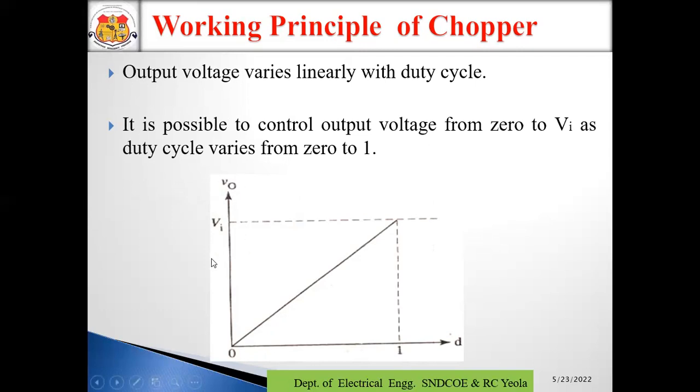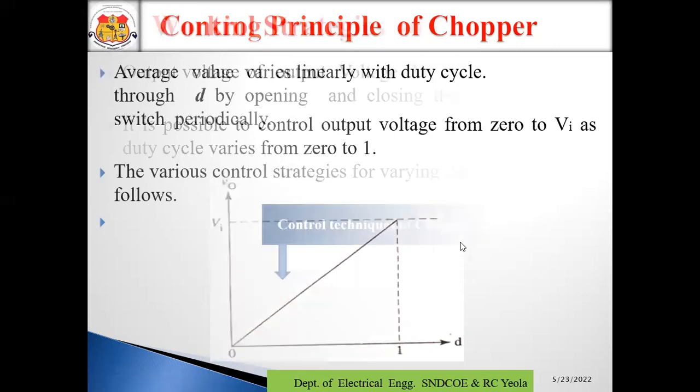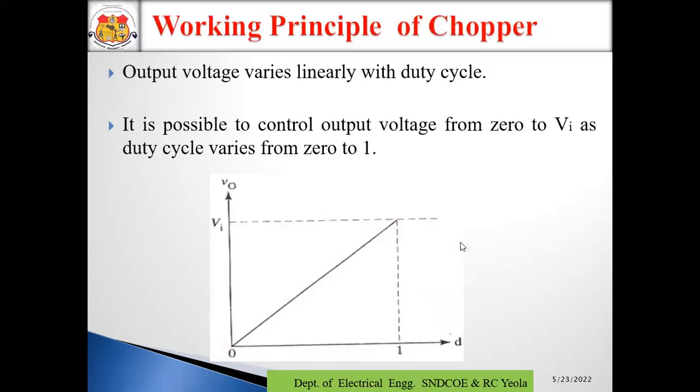This is V0, the output voltage, and this is the duty cycle. So the output voltage varies linearly with the duty cycle. Okay, so that is all about the concept of the working principle of the chopper.